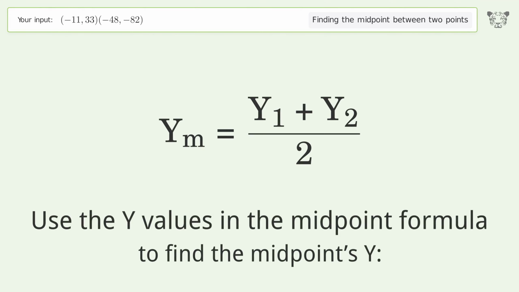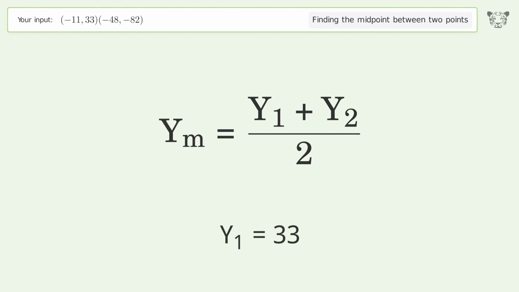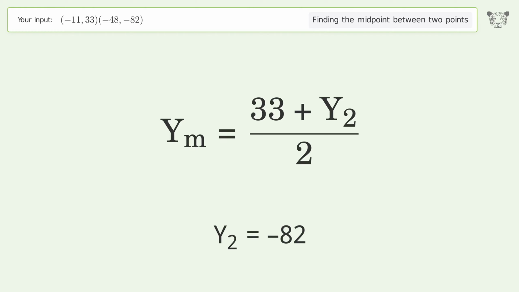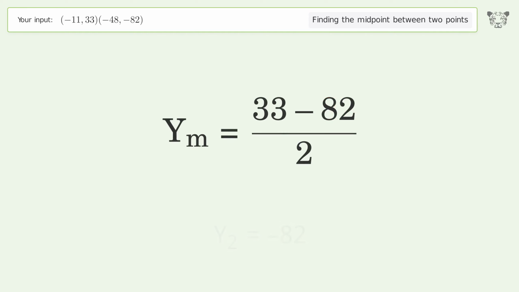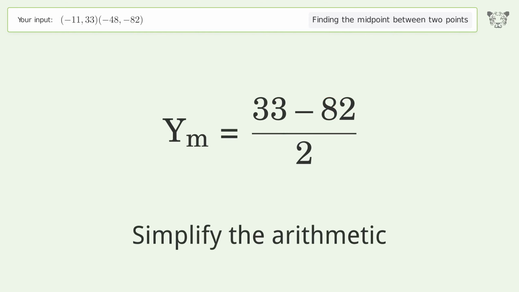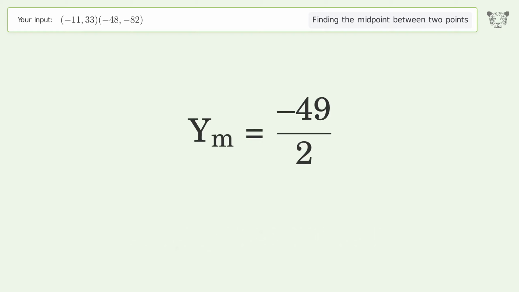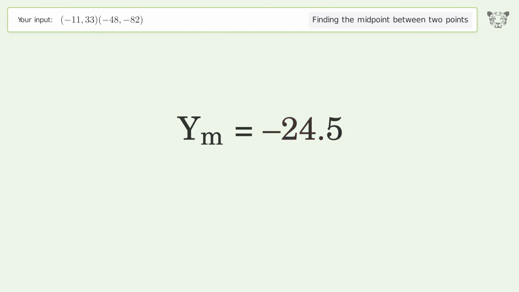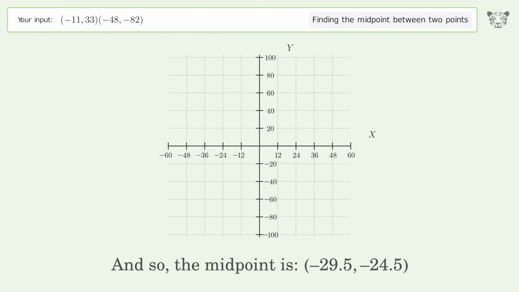Use the y values in the midpoint formula to find the midpoint's y. y1 equals 33. y2 equals -82. Simplify the arithmetic. And so, the midpoint is (-29.5, -24.5).